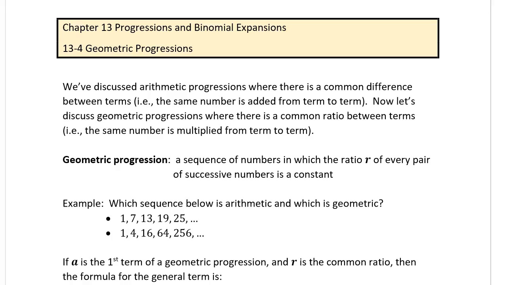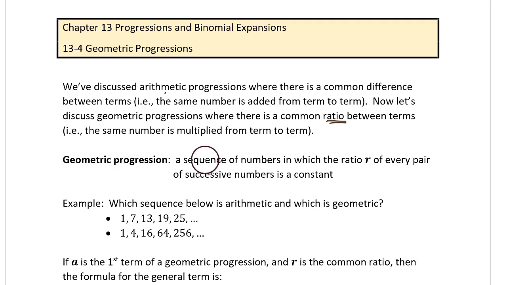This video is for section 13-4, Geometric Progressions. We've discussed arithmetic progressions, where there's a common difference between terms. Now let's discuss geometric progressions, where there's a common ratio between terms. What this means is you multiply the same number from term to term. In an arithmetic progression, you added the same number to get from term to term.